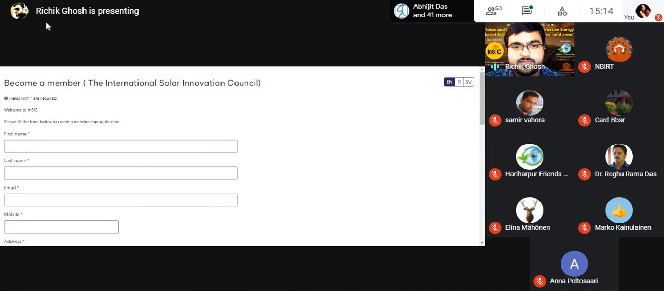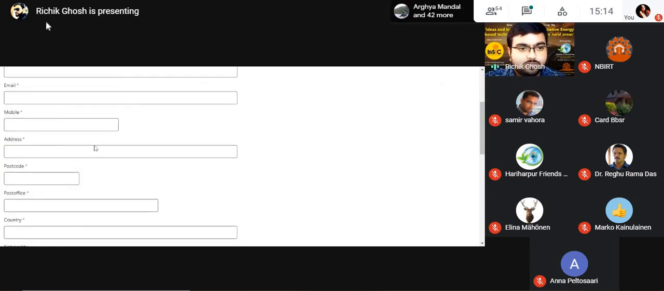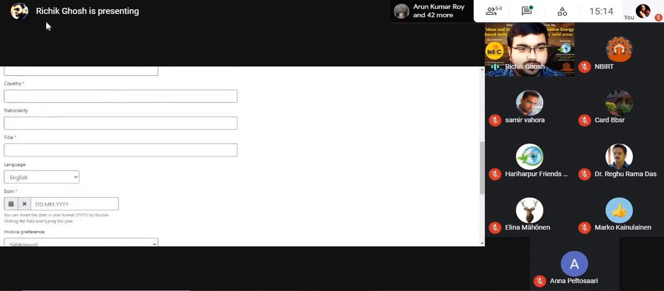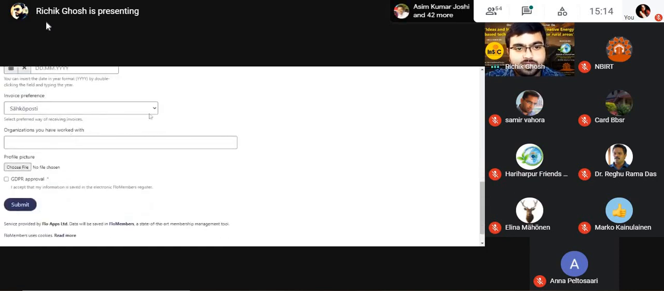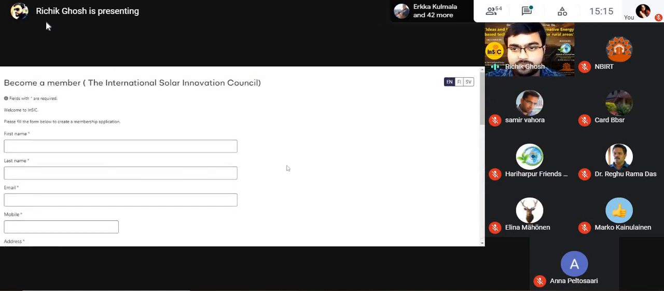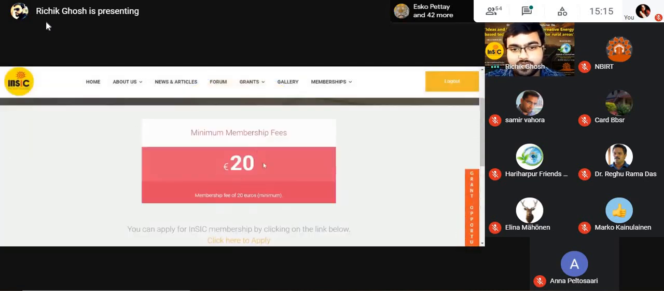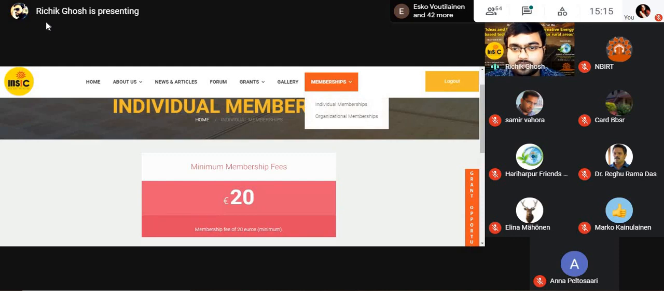Once we click here, it will take us to the members page, where we have to fill in some details for the application of membership, like first name, last name, email address, mobile, and postcode. These are all the fields we have to provide. After we provide all the details, we have to choose GDPR approval for EU members, and then click submit. Then the InSIC board will process the membership, and after that a small membership fee is there, which is 20 euros. This is the minimum membership fee annually for individual membership.